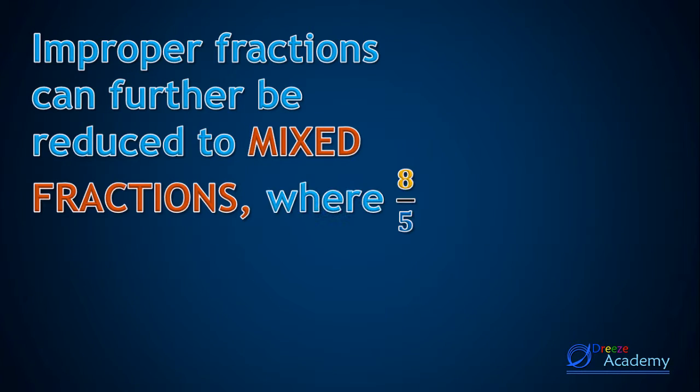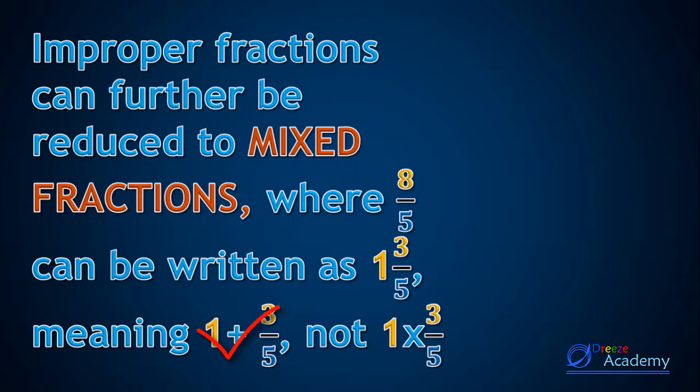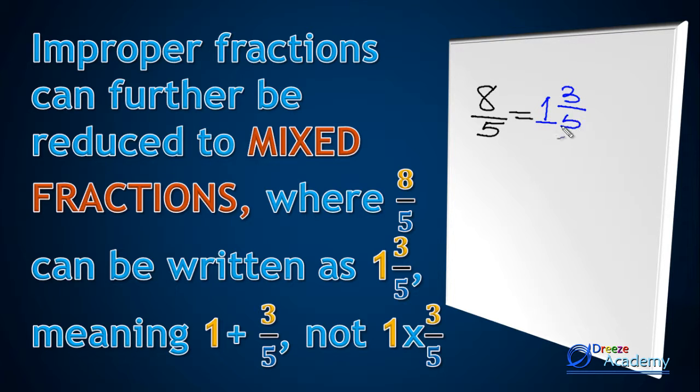Improper fractions can further be reduced to mixed fractions, where 8/5 can be written as one whole number 3/5, meaning 1 plus 3/5, not 1 times 3/5. Let's explain that further. If 8 is divided by 5, we will have 1 with a remainder of 3. That is where the 1 and the 3 come in.